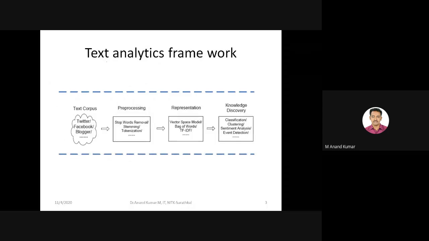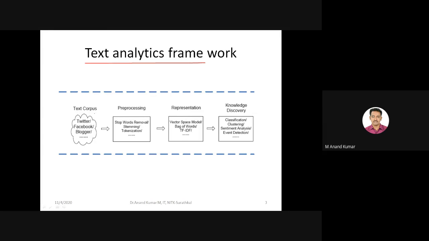We have seen a lot of applications in the previous year, 10 to 15 applications, and I suggested the research directions. The solution for that is a single common framework, which is given here. This is a common framework for text analytics, say classification, clustering, sentiment analysis, whatever you want to do.